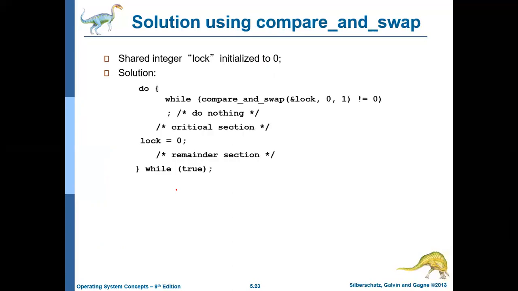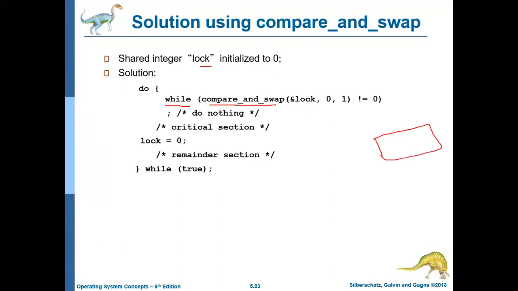Initially, as I already said, lock will be 0. So if lock is 0, this is how that particular function will be called. Here we have a do while loop which repeats an infinite number of times. Then we are using a while loop, and through this while loop we are calling compare and swap, and we are passing the address of lock.